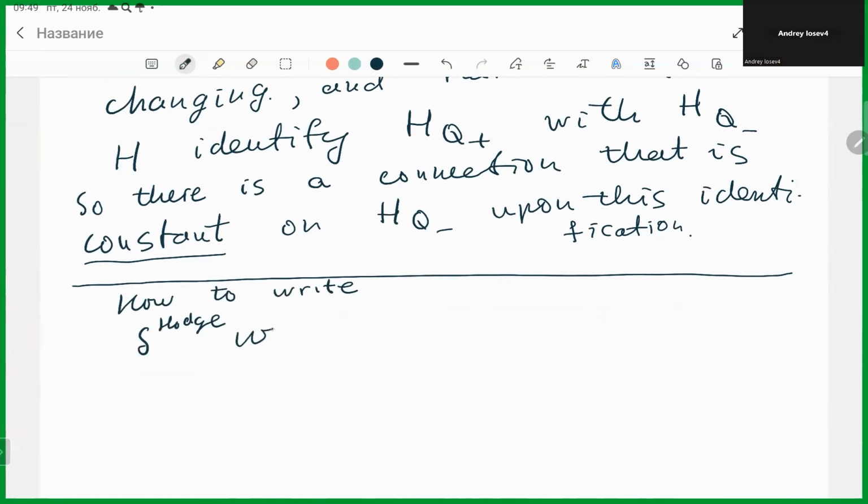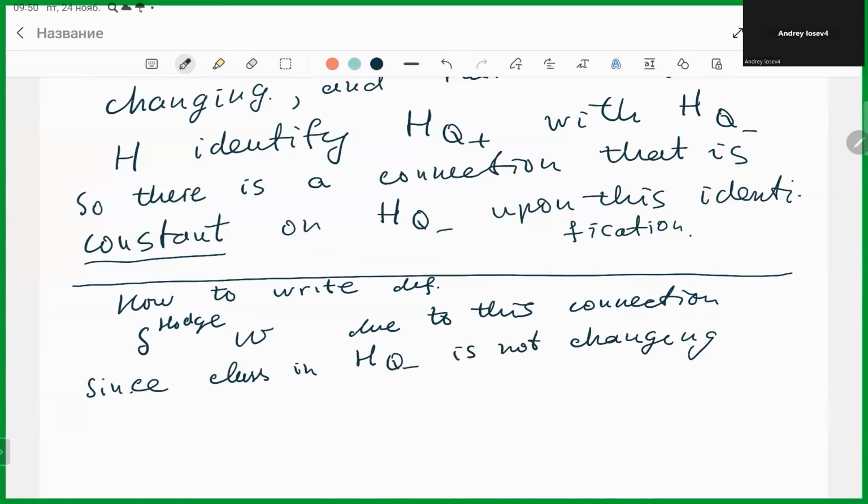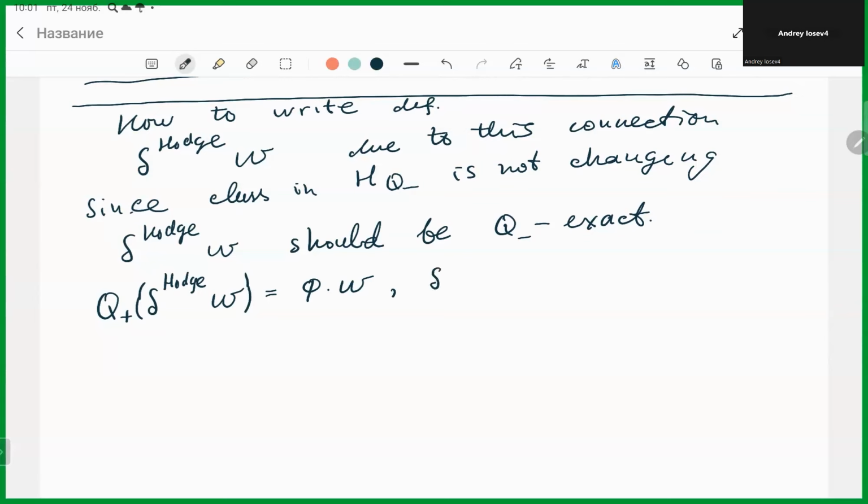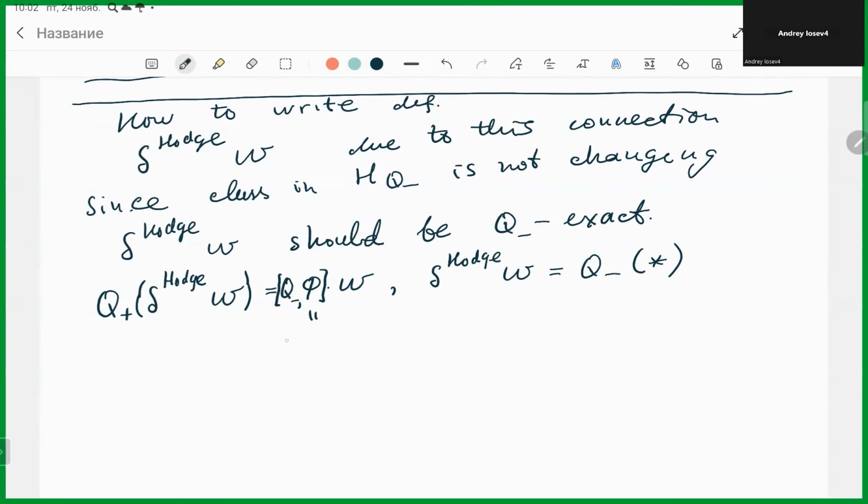Question: how to write the deformation of omega due to this connection? The answer is simple. Since the class in H of Q minus is not changing, then delta Hodge of omega should be Q minus exact. So I'm looking how to solve the following problem. And also I want delta Hodge of omega to be Q minus of something. So I can even rewrite it as Q minus applied to phi omega, since I assume that Q minus of omega equals 0.